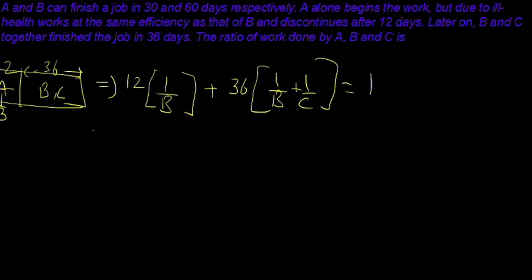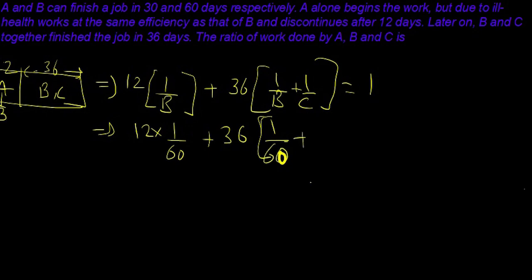Let's put in the values of B and C. So 12 into 1 by B, which is 1 by 60, plus 36 into 1 upon B, which is 60, plus C is going to be a known value. So let's equate, so this is 1 by 60 plus 1 by C is equal to 1. Let's calculate it, but make sure that you are not deducting this 12 by 60, because I think this is the important part. If you start to deduct this, then it will really make the calculation a bit lengthy.